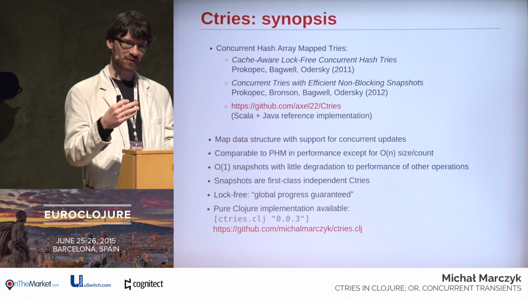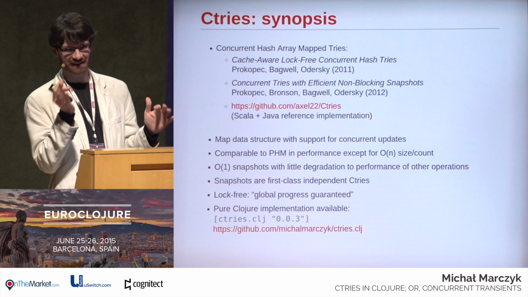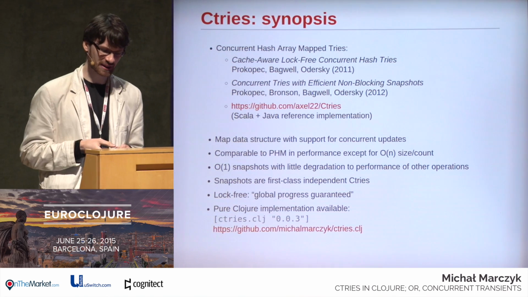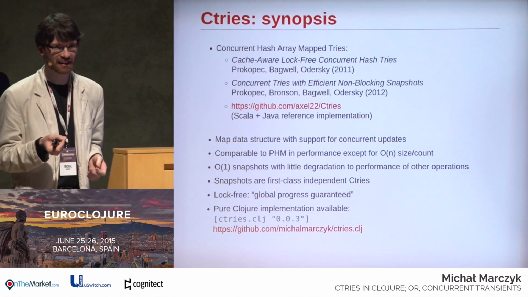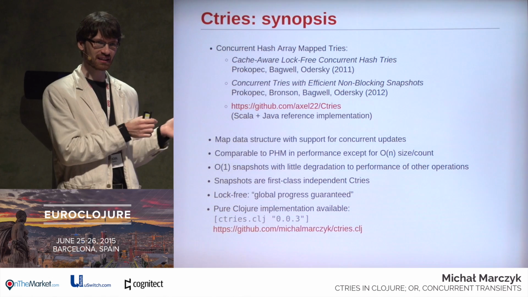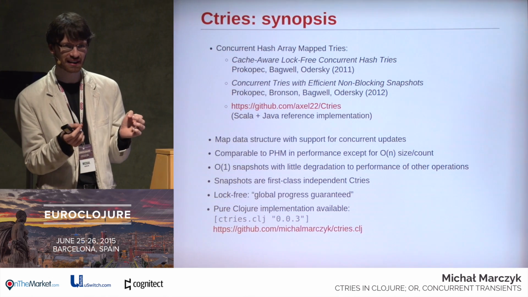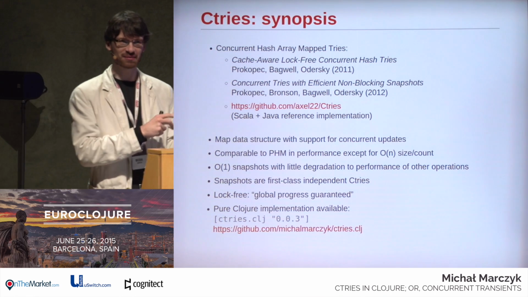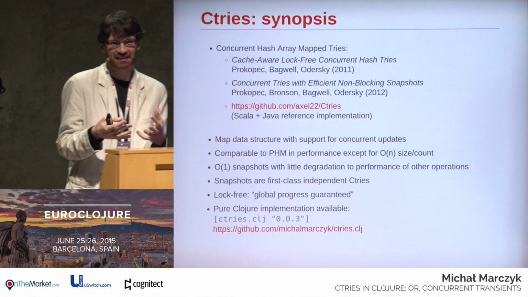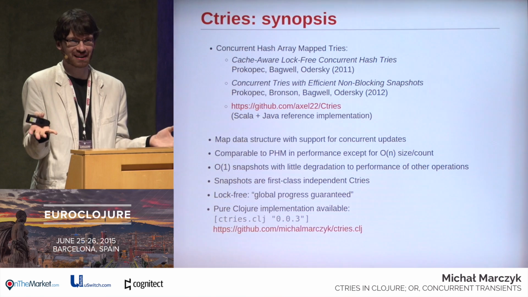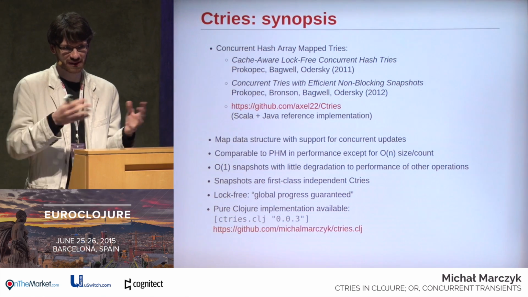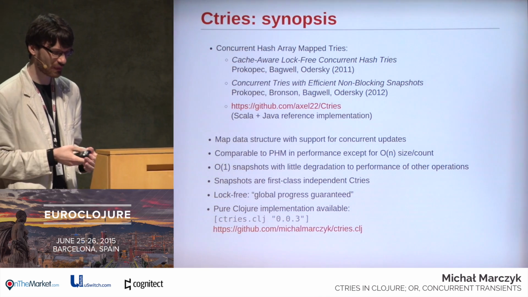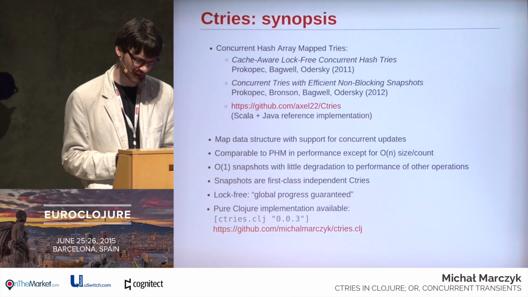Then on top of those basic persistent/transient hash map operations, ctries also support a constant time snapshot operation. And it's possible to make those snapshots persistent, but by default, they're just completely independent ctries, which share structure with the originals. Well, obviously, since snapshots are constant time.